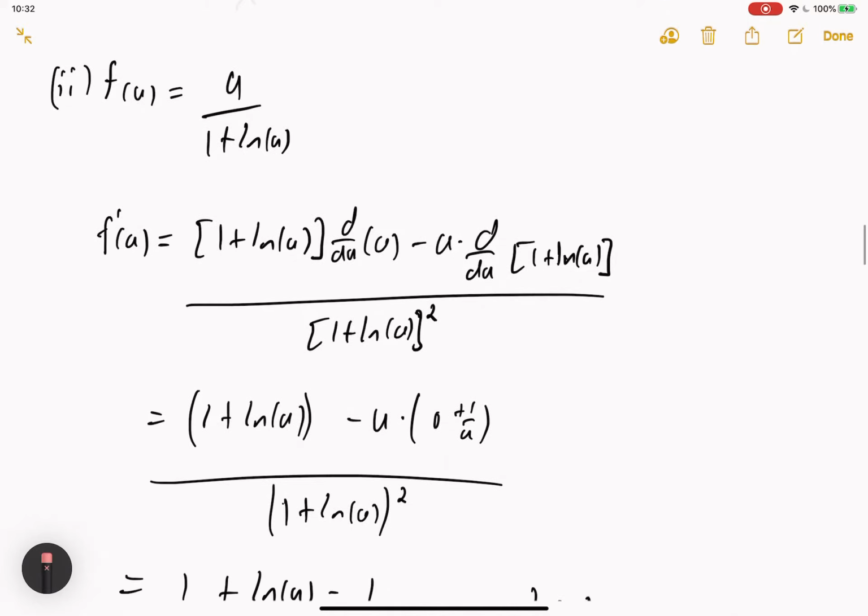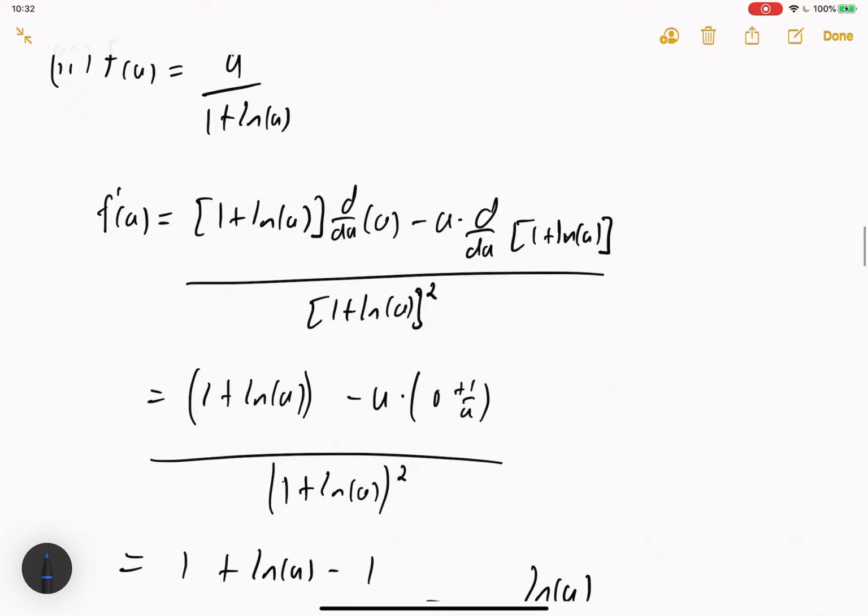So the second example we're going to do is f of u is equal to u plus ln of u. Here we're going to have to use just like the quotient rule.